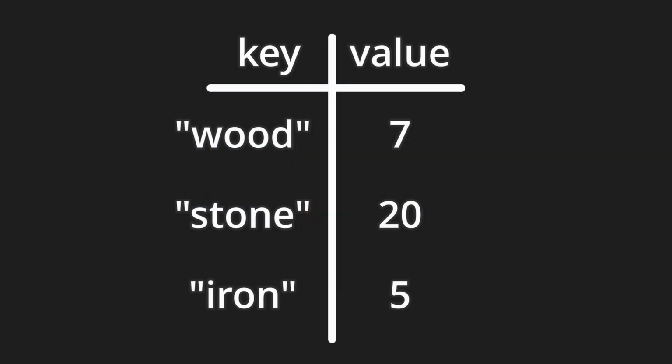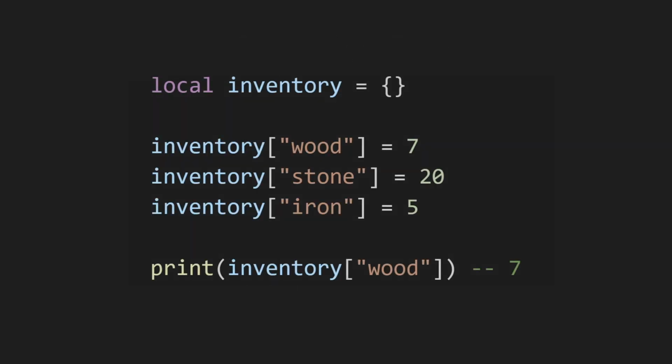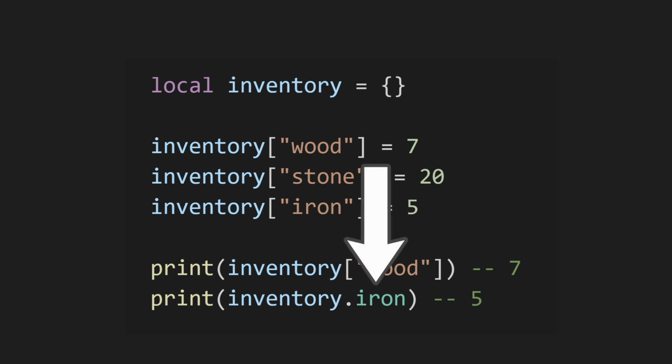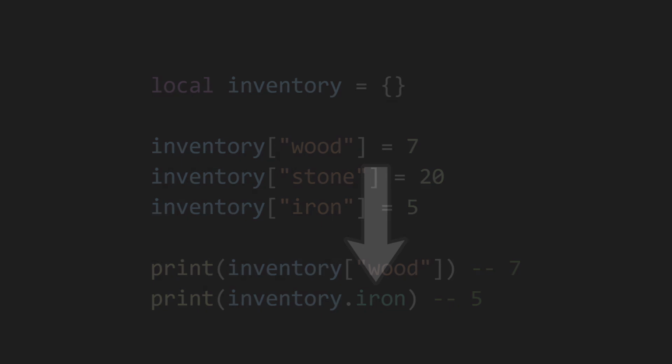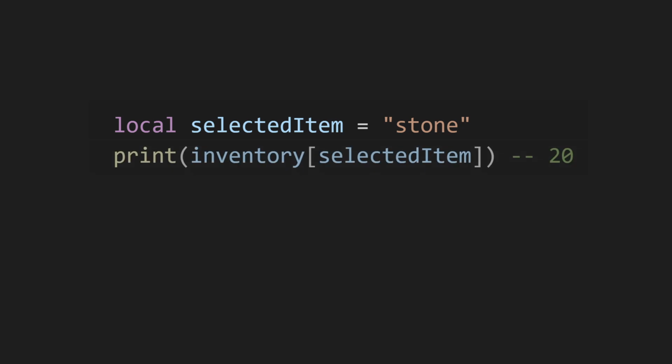Like before, we can access the value, in this case how many of a certain item we have, using the square bracket syntax. However, another way to access it is using this dot syntax. This converts whatever is after the dot into a string, and uses that as a key for the table. A third useful way to access the values is by just using a variable. Let me create a local variable called selectedItem, and set this to stone. Then, we can use that variable as a key, and print that result.